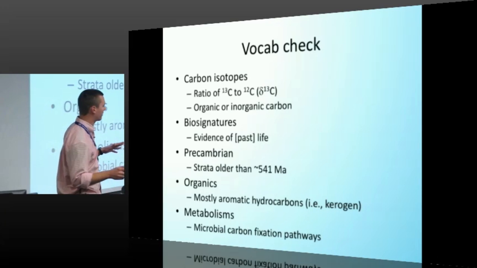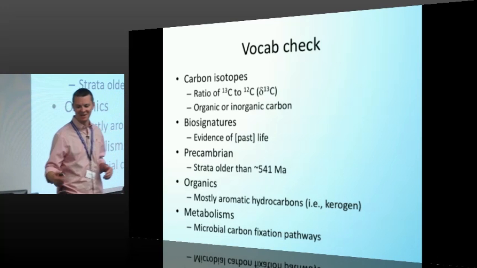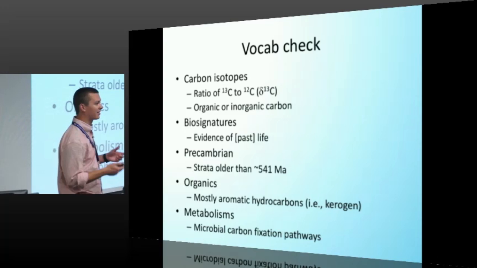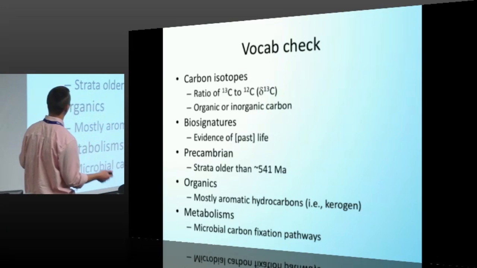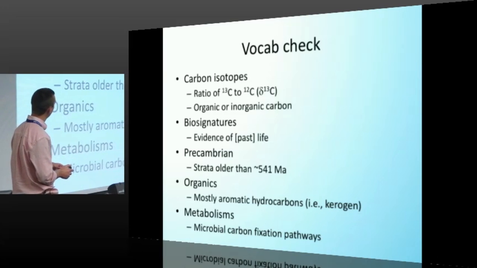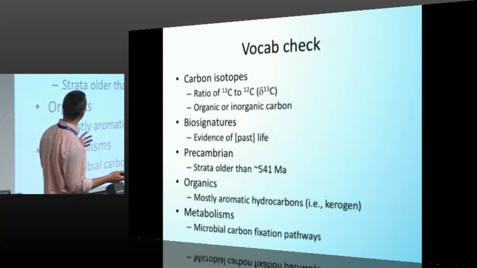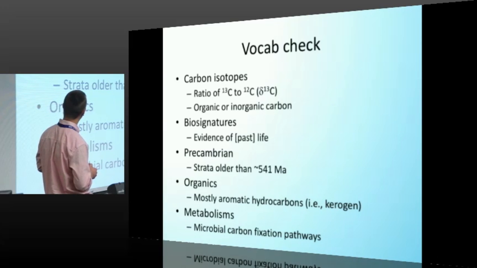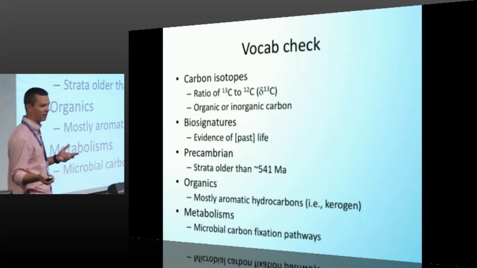So a little vocab check for you. We're all different disciplines here: chemists, physicists, biologists, geologists. So just to make sure we're all on the same page. Carbon isotopes, I like that a couple people have talked about this before, so some of this is a bit of review. But it's basically a ratio of carbon-13 to carbon-12, and that's in delta notation typically. You can perform this on organic or inorganic carbon, and biosignatures. So in this talk, it's mostly focused on evidence of past life.